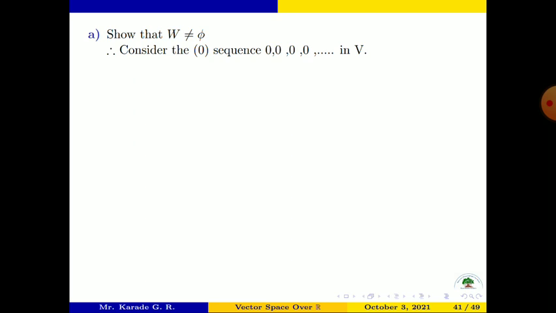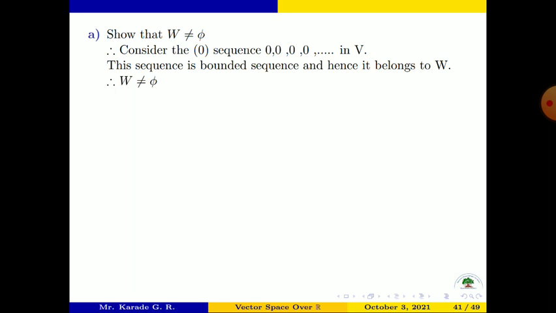So consider the zero sequence 0, 0, 0, 0, and so on in V. This sequence is a bounded real sequence. Therefore, it belongs to W. The sequence is a bounded sequence of real numbers and hence it belongs to W. Therefore, W is a non-empty subset of V.